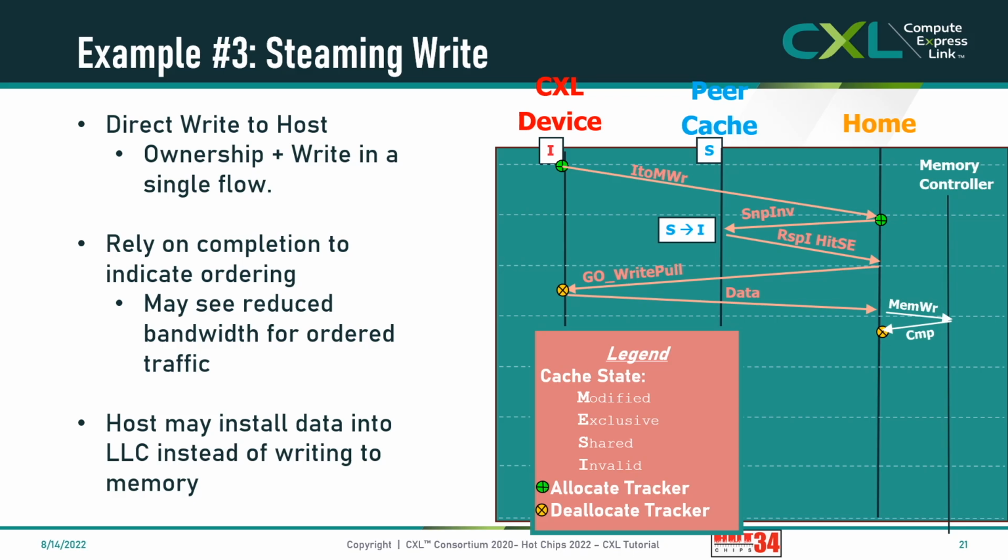Now, another type of write we have is what we refer to as a streaming write. In this case, the device doesn't have to get ownership first. It just issues the write towards the host, and the host will resolve all the coherence, as shown in this picture where we're snooping. Once we've resolved coherence, we'll send the go write pull, and then the data will be sent to the host. This is more efficient in that it has fewer messages on the CXL interface, but there is a downside. The downside is that when you send one of these writes, you won't know that the data is visible to peers until you get the go write pull message.